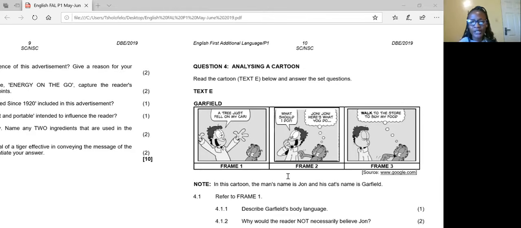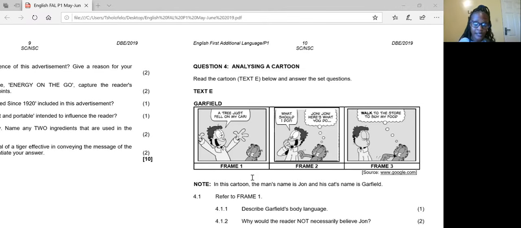Okay, now I want us to look at this cartoon. Don't be lazy to read all these things that are within your question paper. They are there for a purpose. For example, you have the word note. It means the examiner is trying to guide you on what's happening here. He says, in this cartoon, the man's name is John and his cat's name is Garfield. So already we know who's who in this cartoon: we have John, and then we have the cat named Garfield. And then remember that a cartoon can be divided into frames.